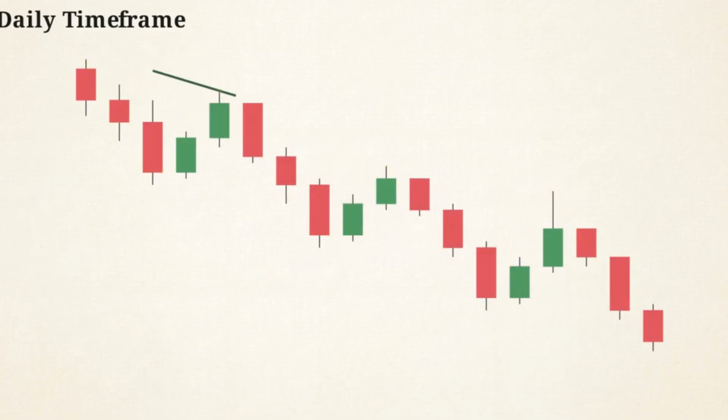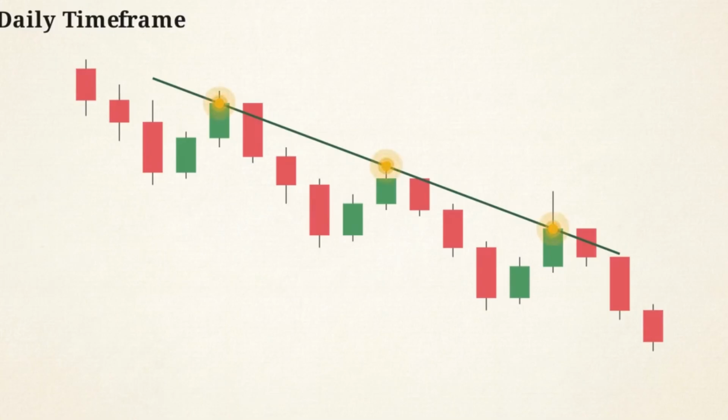We grab the line drawing tool and connect a minimum of 2 swing highs along the top of the price action. Notice how the line does not align perfectly with every single wick tip. We adjust the line so it intentionally cuts through a mix of wicks and candle bodies. The goal is simply to secure the highest amount of touch points possible.